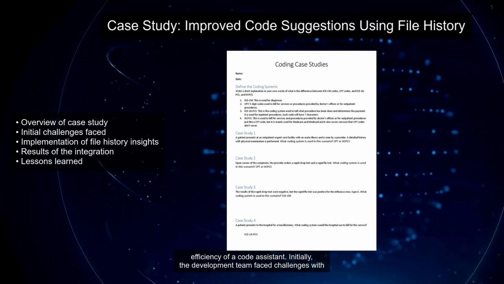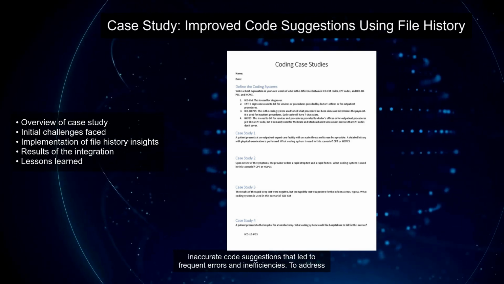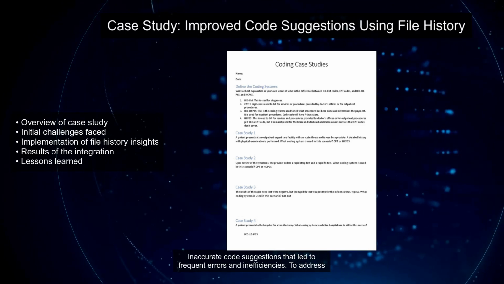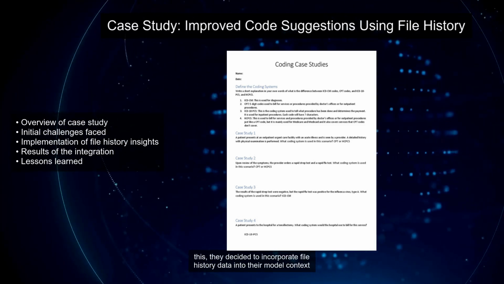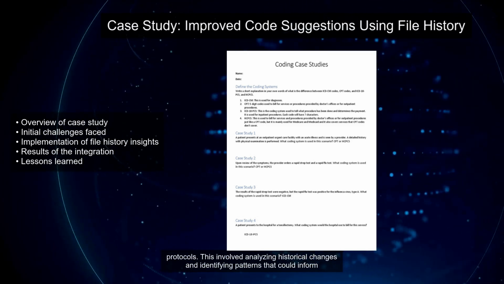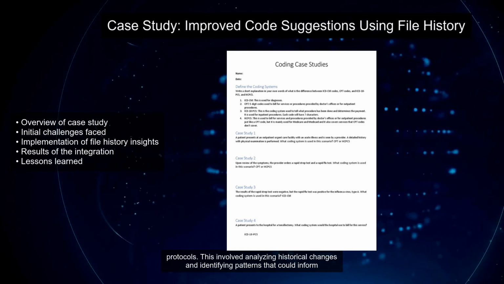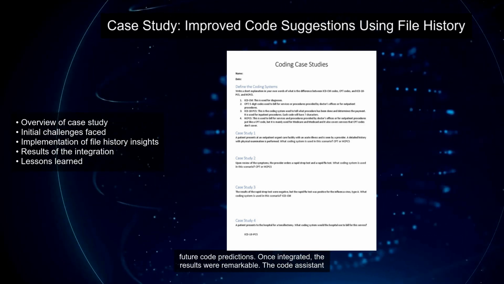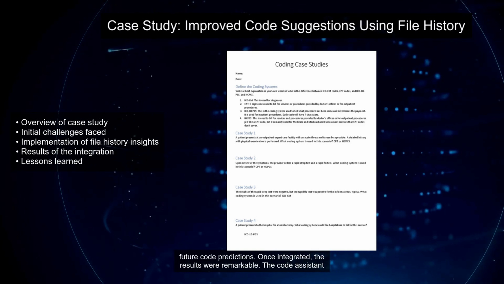Initially, the development team faced challenges with inaccurate code suggestions that led to frequent errors and inefficiencies. To address this, they decided to incorporate file history data into their model context protocols. This involved analyzing historical changes and identifying patterns that could inform future code predictions. Once integrated, the results were remarkable.